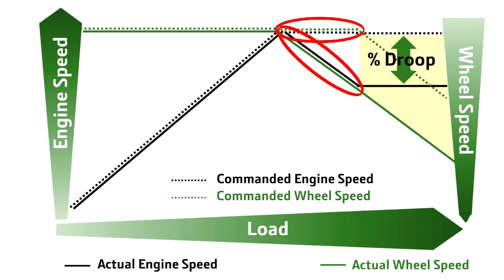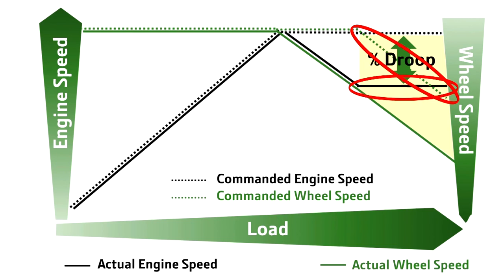At this point, if the load increases even more, the engine will remain commanded to maximum speed. But the actual engine speed is decreasing because it is being lugged down by the load. The transmission will not shift down anymore, which means we are also losing wheel speed. When the engine is lugged down to the droop setting, the transmission will begin to downshift, sacrificing ground speed to make sure the engine speed does not decrease any further.